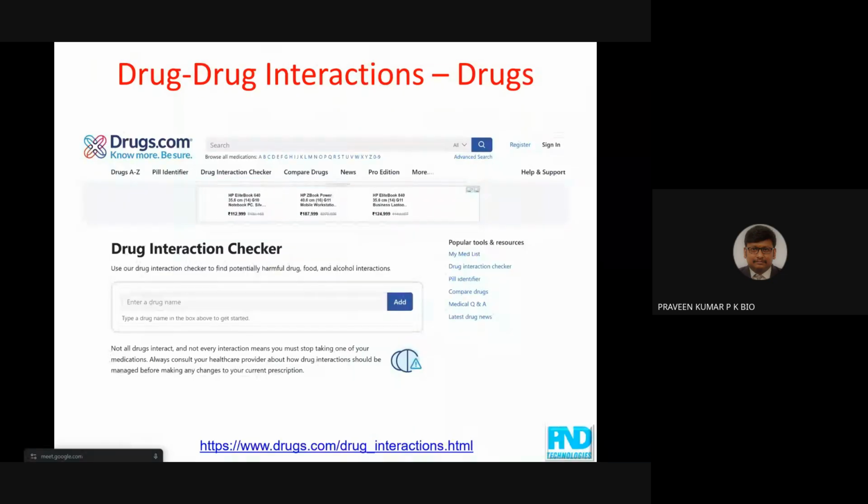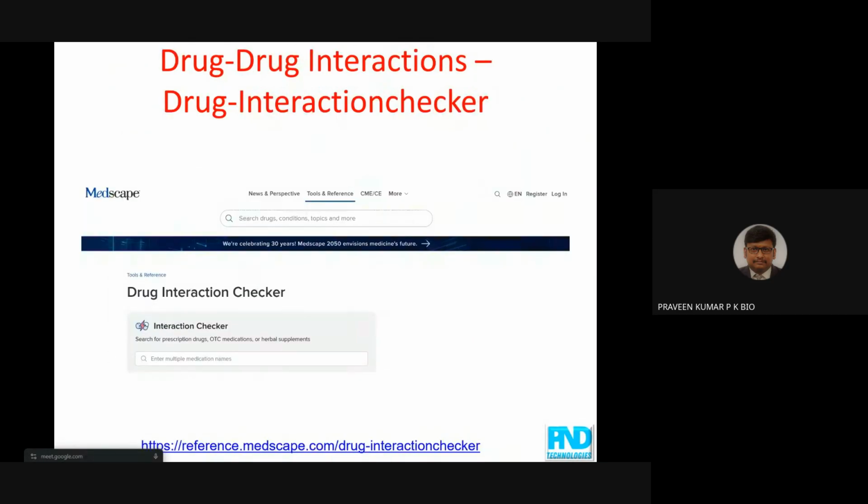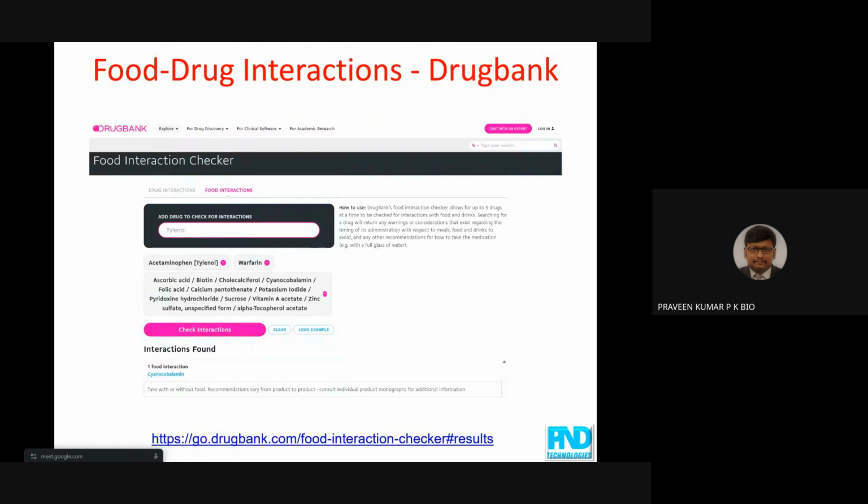Drug-drug interactions can also be checked through the drug interaction checker from drugs.com, and this is the input window. The next thing, food-drug interactions, can also be checked from DrugBank through a tool called the food interaction checker.